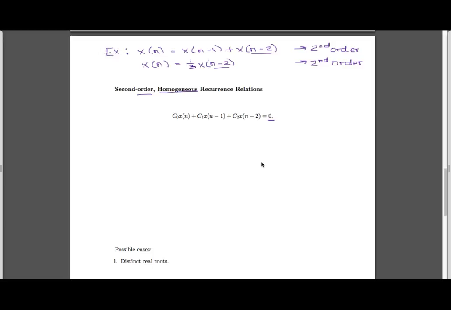All right, so in the case where we've got second order homogeneous recurrence relations, we're looking at something with the general form as follows. So we've got some constant, we'll call it c sub 0 times x of n, plus c1, which is also a constant, times x of n minus 1, plus c2 is a constant times x of n minus 2 equal to 0. So again, this is why it's second order. And this is why it's homogeneous.